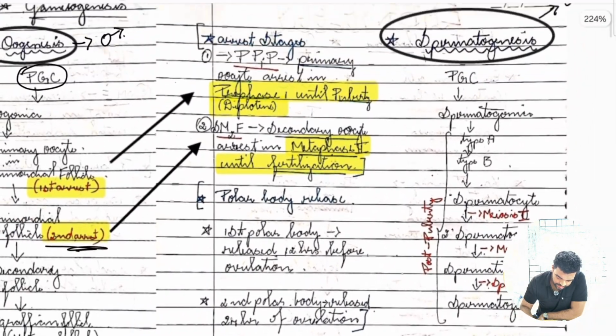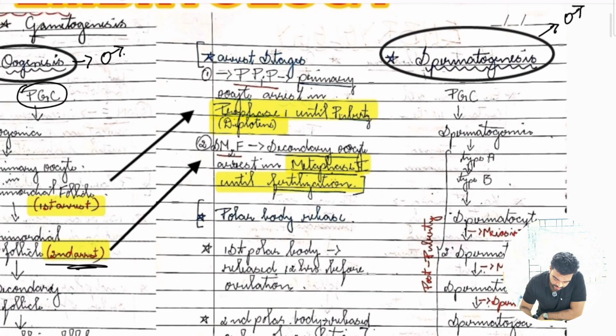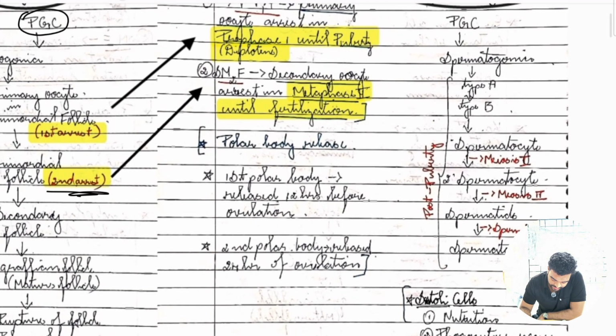Then coming to spermatogenesis, not much importance has been given here. The only importance was given to the formation of spermatogonia type A and type B after that. That is the only question that was asked a few years back.